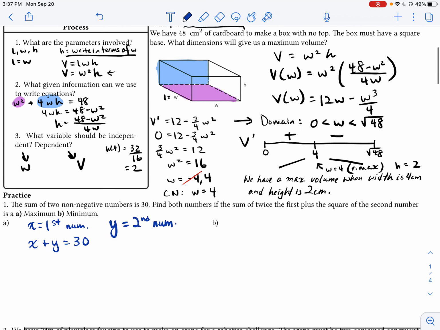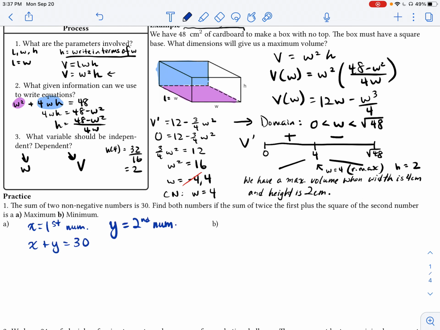Now, let's try to make sense of this next sentence. The sum of twice the first, so since we're finding the sum, we're going to say the sum is twice the first number plus the square of the second number. So that would be y squared.